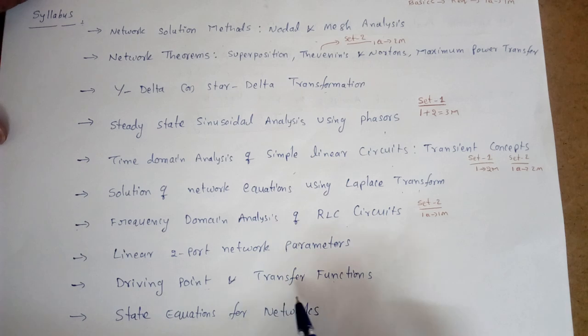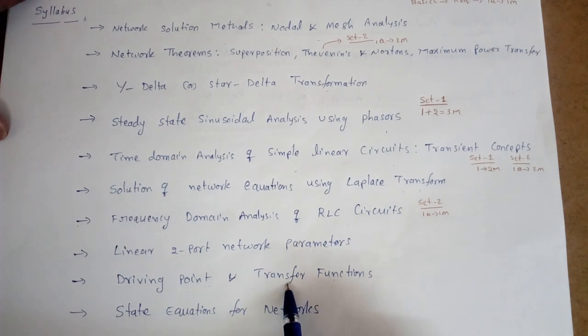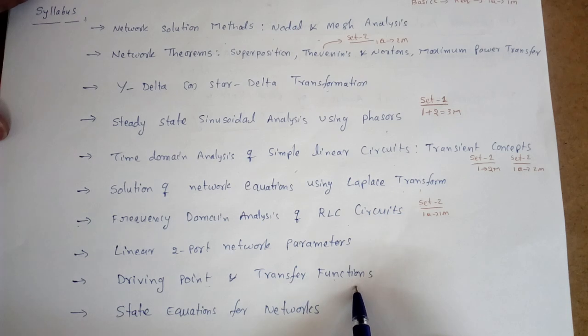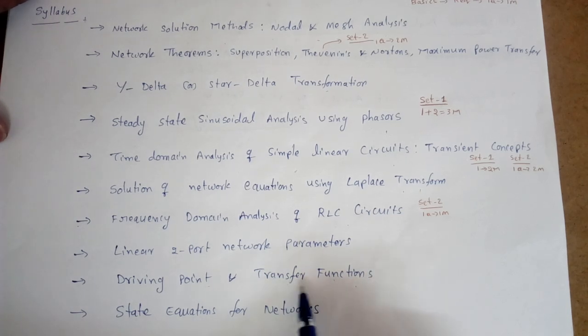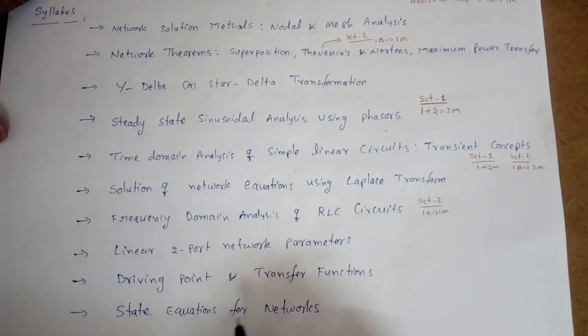Otherwise, this will be very helpful when we study analog electronics, how to find the transfer functions. Similarly, control systems also. That's why we need to study this one also. The last one is state equations for networks. This concept is also there in control systems, where we will study state space analysis in depth. So I don't think it is necessary when we discuss network theory, right?